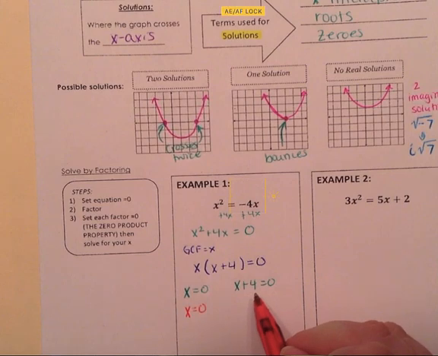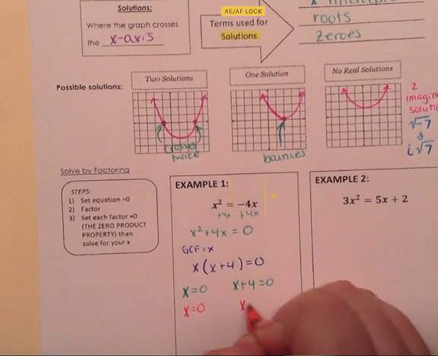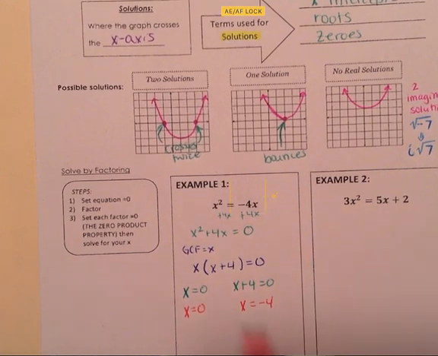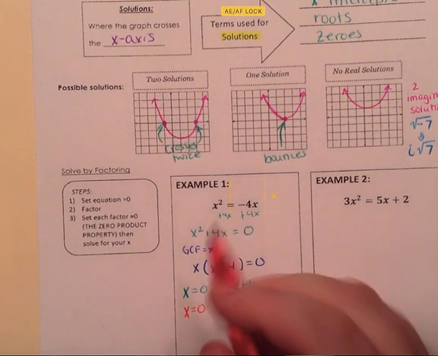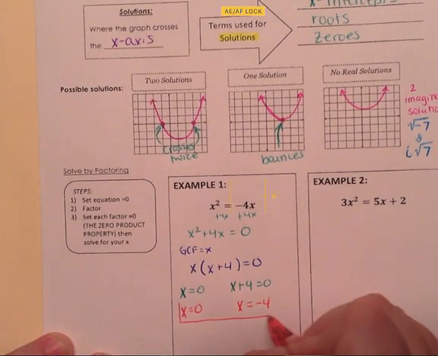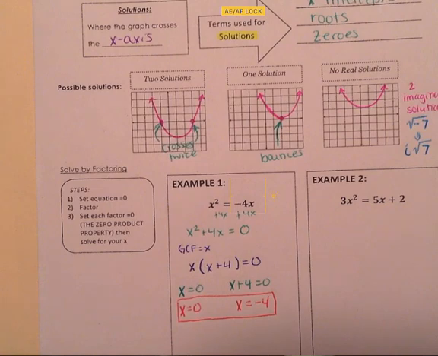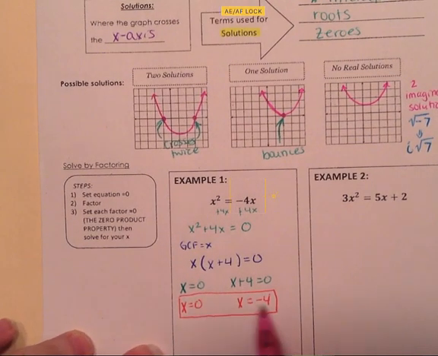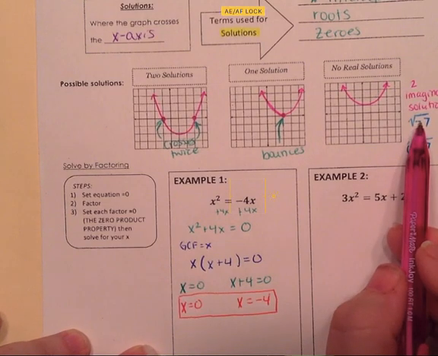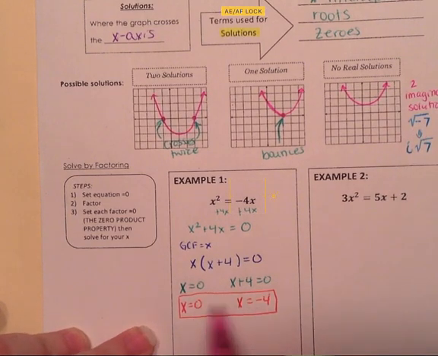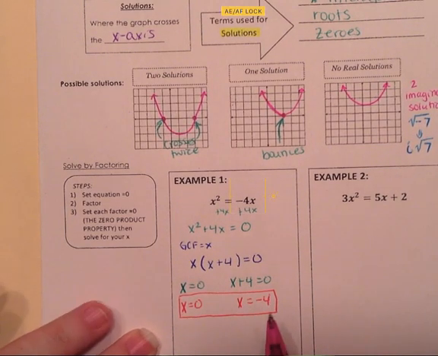This one, I will need to subtract 4. So my x value is equal to a negative 4. So our two x-intercepts would be at 0, 0 and negative 4, 0. So our solutions are x equals 0 and x equals negative 4. Now because we have two numbers, we have two answers, these are real because we never dealt with the square root of a negative. They are rational because they can be written as fractions.